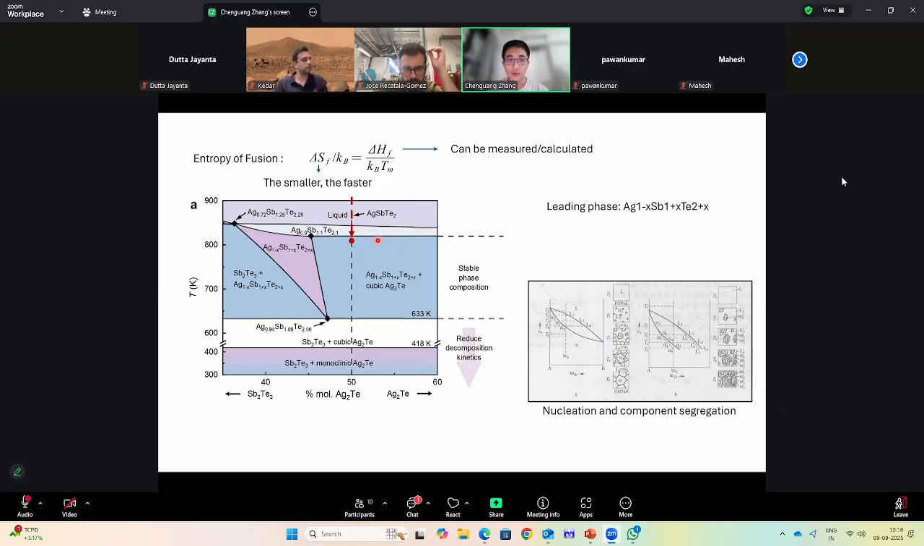Then you might have a silver-rich combination in your liquid. Then the formation of the tellurides can be facilitated and surrounded by your grains of the non-stoichiometric silver antimony telluride phase.